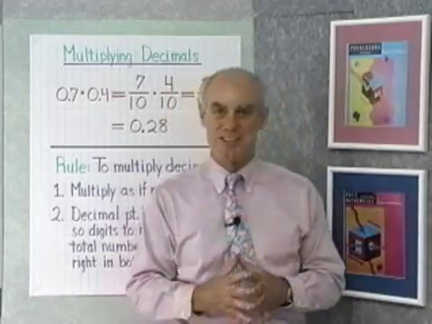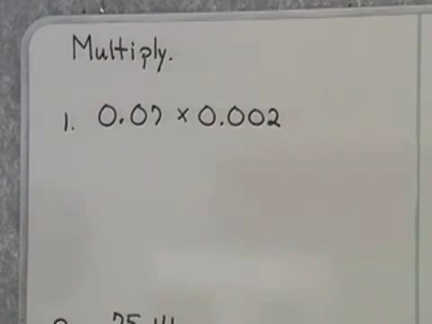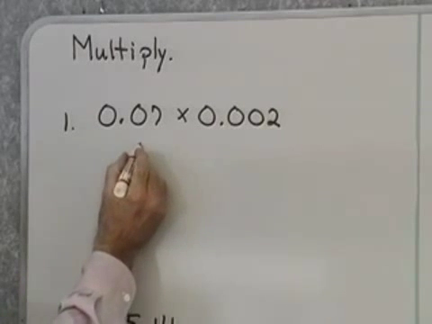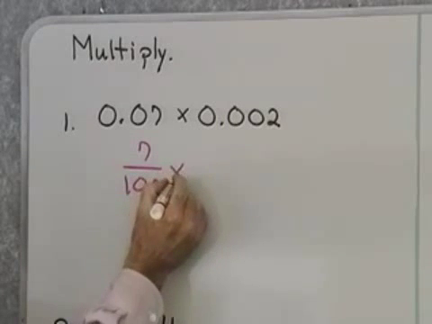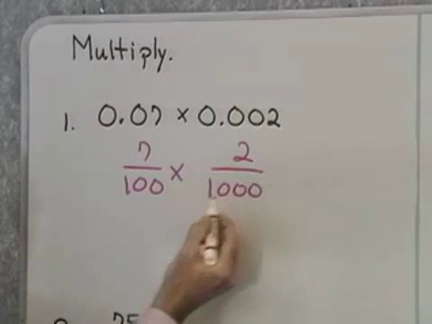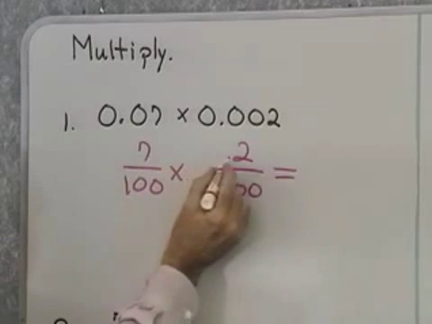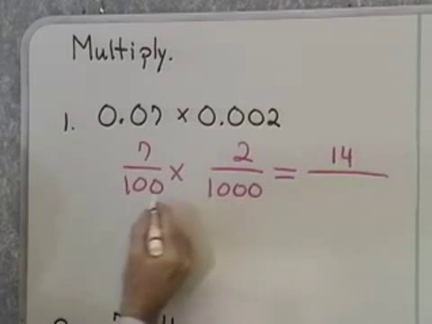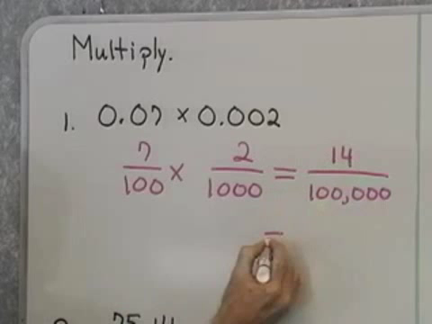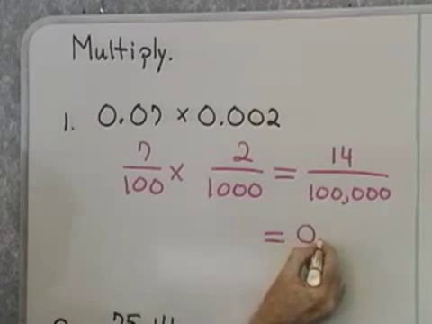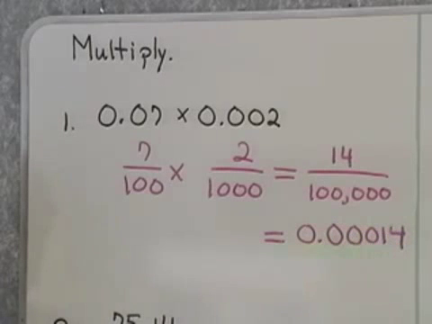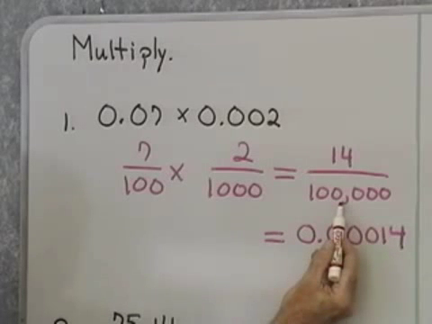Let's go to the board now and look at our first example. Let's do this multiplication again by changing to fractions, just so we can see exactly how this works. This is 7 over 100 times, this is 2 tenths, hundredths, thousandths, so 2 over 1,000. Now if I was to multiply these two numbers right here, I would get 2 times 7, which is 14, and then 100 times 1,000 will be 100,000. So if I wanted to change this back to a decimal, this would be tenths, hundredths, thousandths, 10,000ths, 100,000ths.